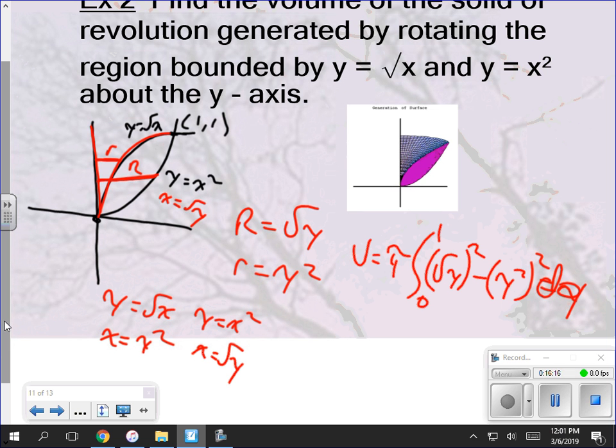Okay. And this would be an easy one to do by hand. The square root of y, the square root of y squared is y. So you get y minus y to the fourth. That would be a very easy one to do by hand. Take the antiderivatives of both of those. Plug in 1, because when you plug in 0, it's 0. So it's actually not that hard. I think it ends up being 1/2 minus 1/5 times pi. So that's not that hard to do.